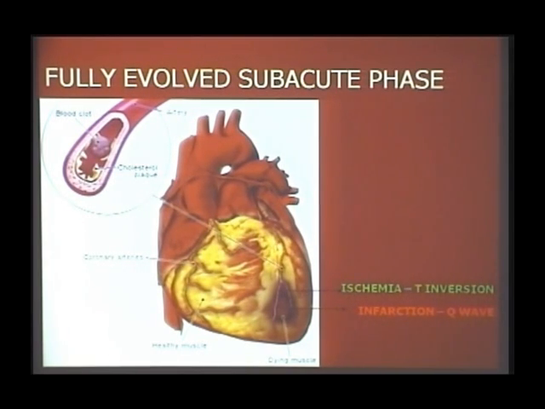So this is the stage on which you discharge the patient. Because the acute change, what is the acute change? ST. ST has stabilized. So the patient is left with infarction and ischemia. So this is the stage on which you discharge the patient. Discharge the patient with what advice?